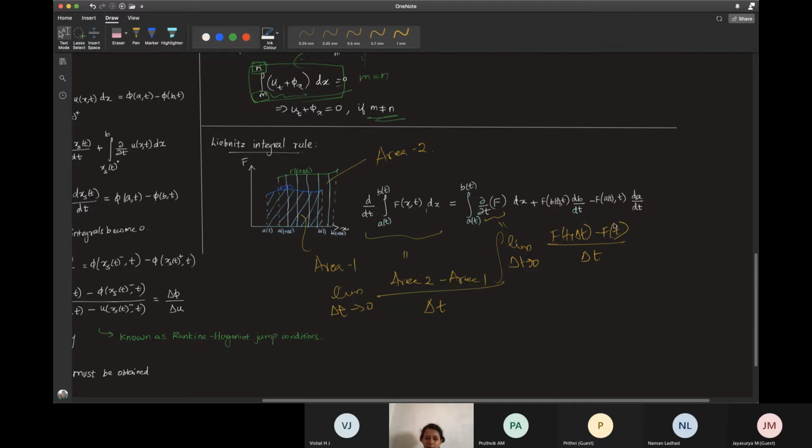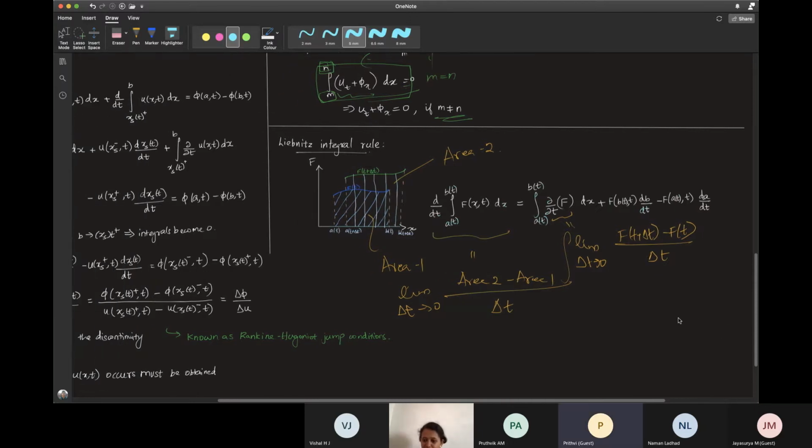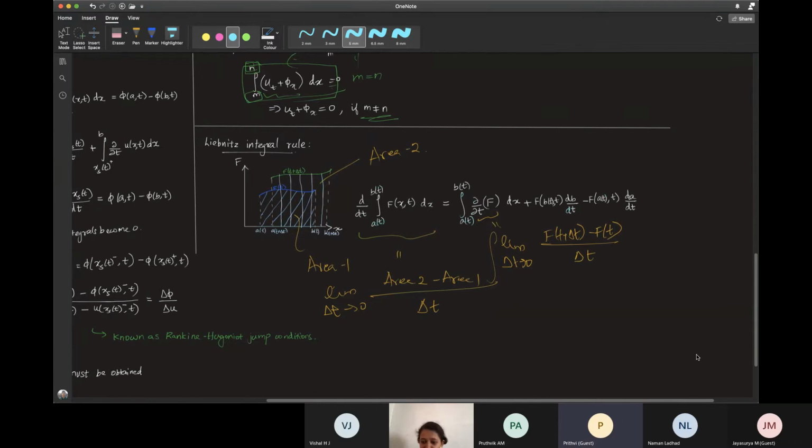So any doubts here? Ma'am, I had a doubt. Okay. Why does it become dou by dou t of f? Is it a function of two or more variables? If f is a function of x and t, right? Okay.